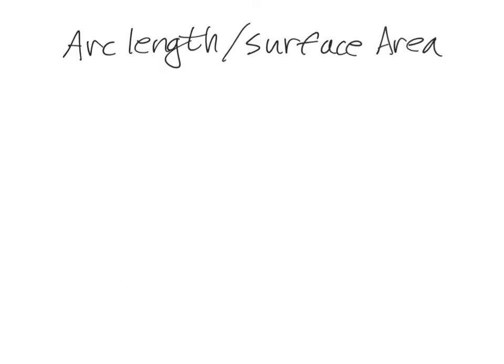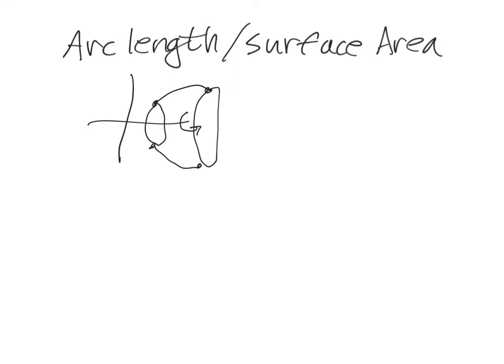Next topic we looked at was the arc length. Well, that would be the arc length of just some curve. But then we extended that to surface area. Take this curve and revolve it, maybe about the x-axis, and find the surface area then. We get a three-dimensional little shell there.